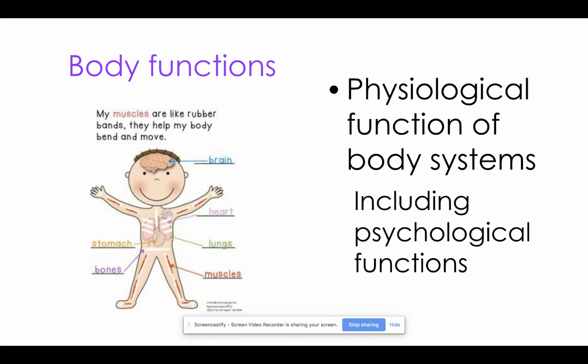When we look at body functions, this is pretty much all the physiological functions of the body as well as the psychological functions of the body. I like this little cartoon here. Basically, it's everything, from the brain to the heart to the lungs to the muscles to the bones to the stomach, and so on and so forth. We're going to talk about each one of these subdivisions or categories underneath body functions a little bit during this presentation.